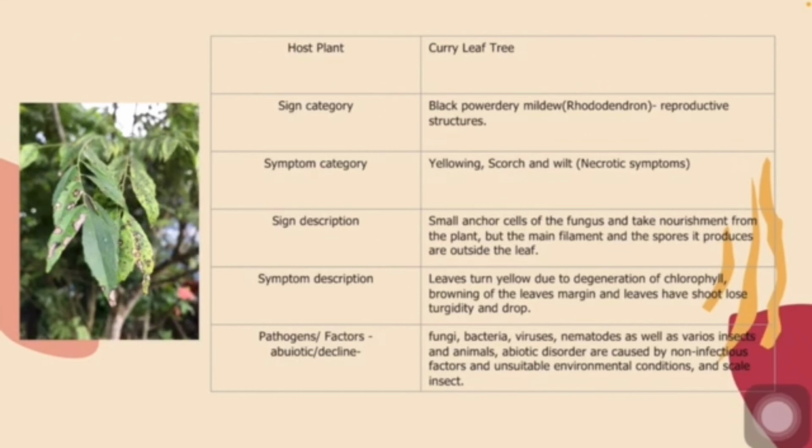The sign descriptions are small anchor cells of the fungus that take nourishment from the plant, but the main filament and the spores it produces are outside of the leaf. The symptom descriptions: leaves turn yellow due to degeneration of chlorophyll, browning of the leaf margins, and leaves have shoots lose turgidity and drop. Pathogens, abiotic factors or declines are fungi, bacteria, viruses, nematodes, as well as various insects and animals. Abiotic disorders are caused by non-infectious factors and unsuitable environmental conditions, and scale insect.